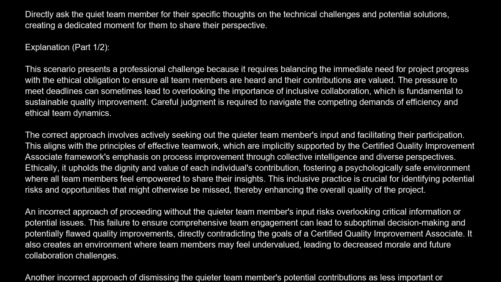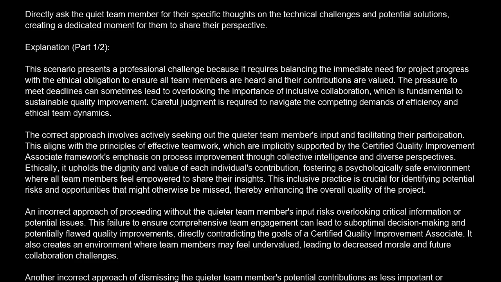Correct answer is A. Directly ask the quiet team member for their specific thoughts on the technical challenges and potential solutions, creating a dedicated moment for them to share their perspective. Explanation. This scenario presents a professional challenge because it requires balancing the immediate need for project progress with the ethical obligation to ensure all team members are heard and their contributions are valued.